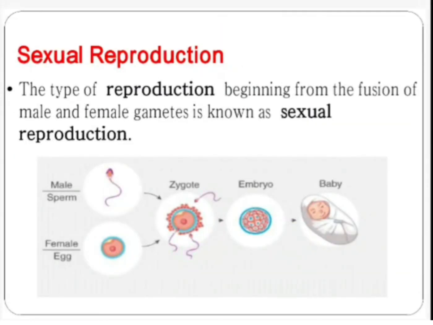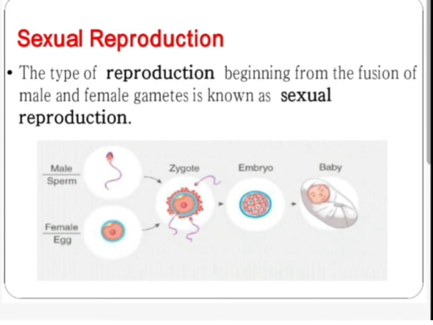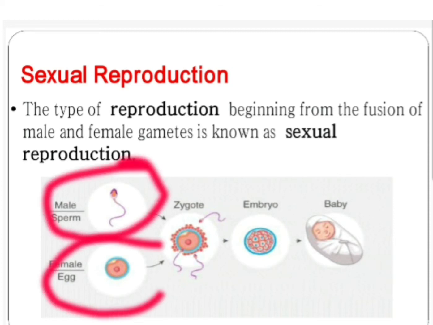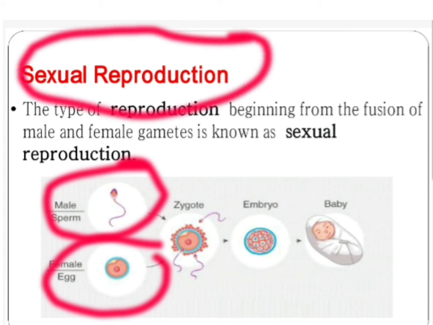And there are two modes by which animals reproduce. These are first sexual reproduction and second asexual reproduction. First, sexual reproduction. The type of reproduction beginning from the fusion of male and female gametes is known as sexual reproduction.